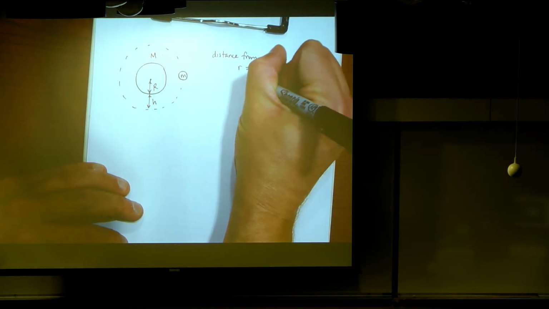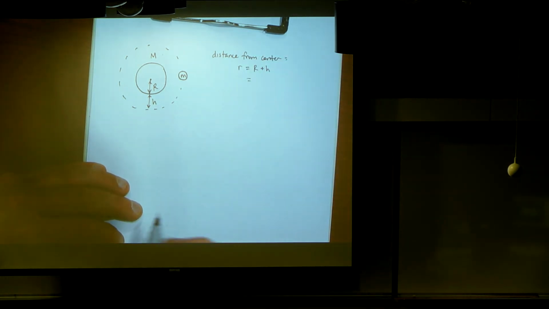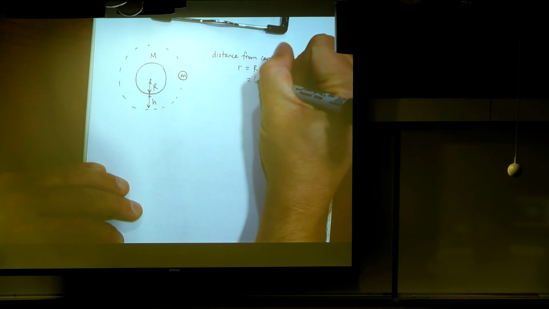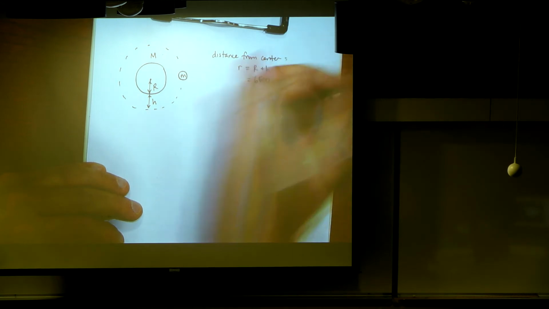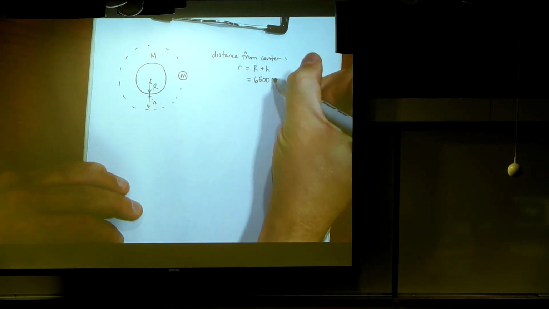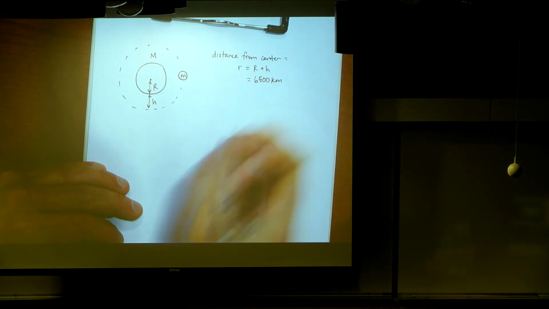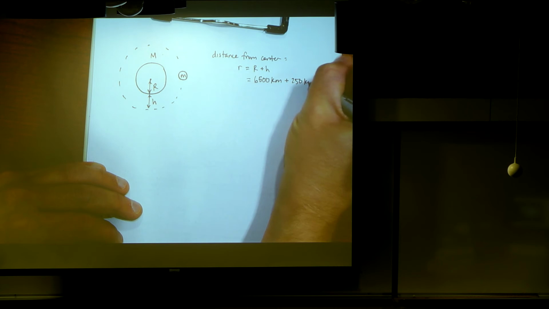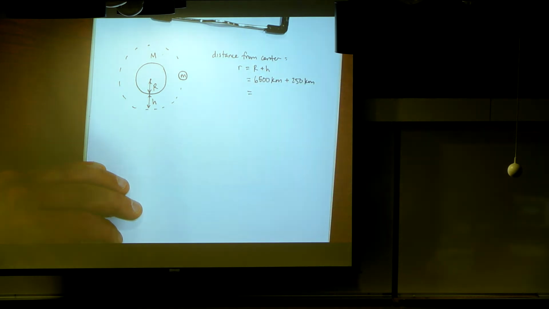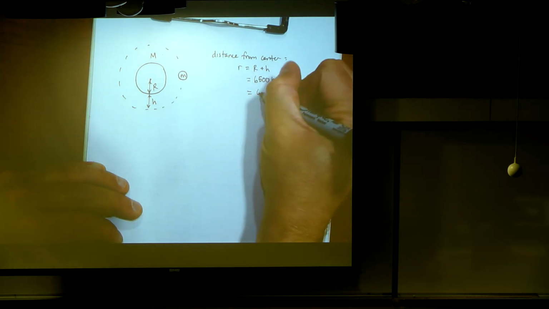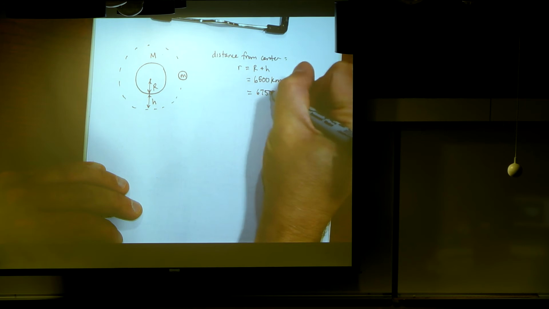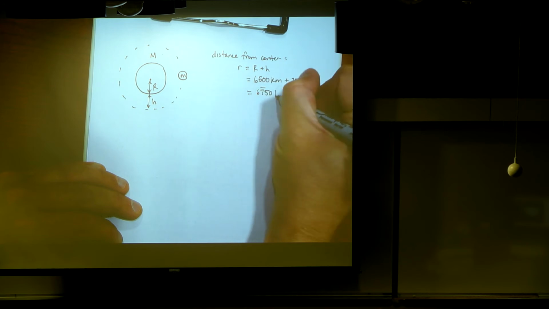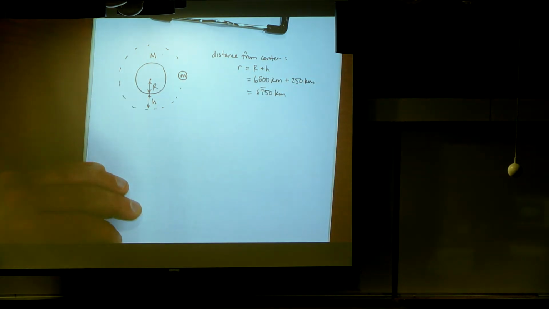All right, so let's just put a number to that to start. The radius of the planet was 6,500 kilometers, right? And the height of the orbit was 250 kilometers. So put that together, you get 6,750 kilometers, or what's a kilometer?